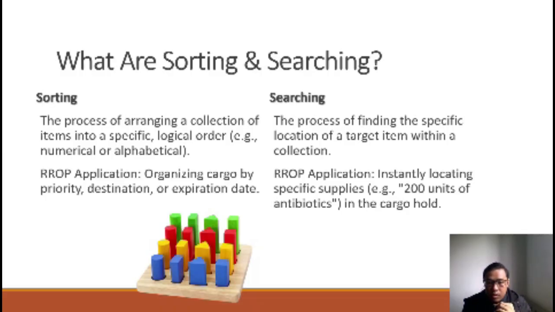Next is searching, the process of finding the specific location of a target item within a collection. The RROP application applies it to instantly locate specific supplies, for example, searching for 200 units of antibiotics in the cargo hold.